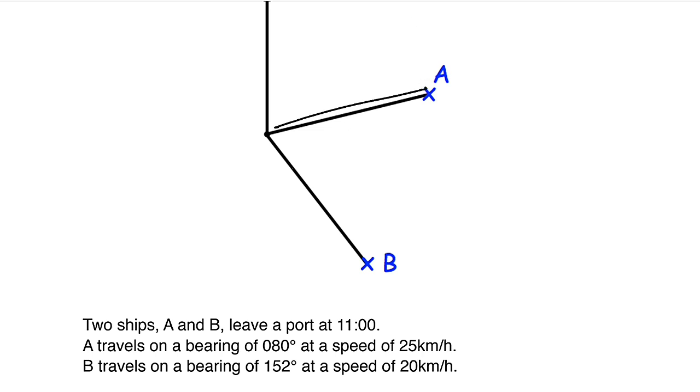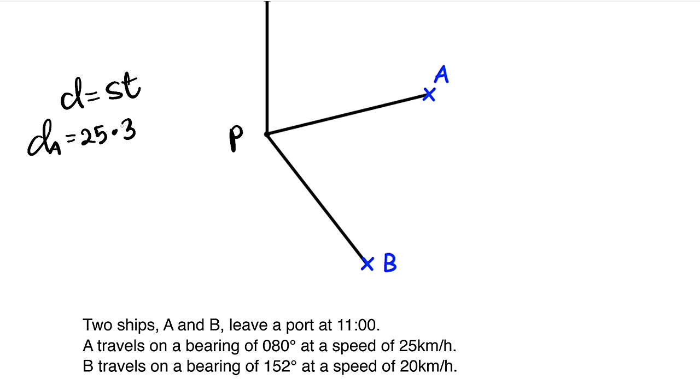What will be the distance from the port to A? Remember, A was moving at a speed of 25 km per hour, and distance is equal to speed multiplied by time. So the distance of A will be 25 multiplied by the time, which is 3, which is equal to 75 kilometers. So this is 75 kilometers, very important.